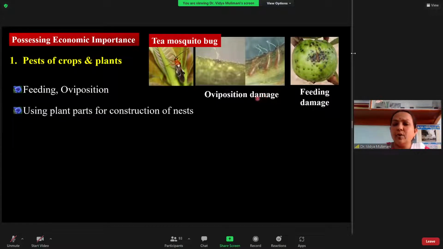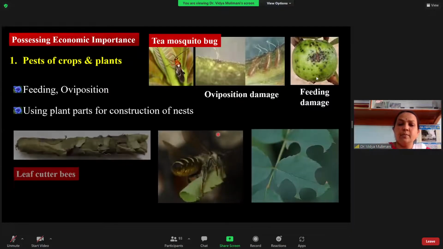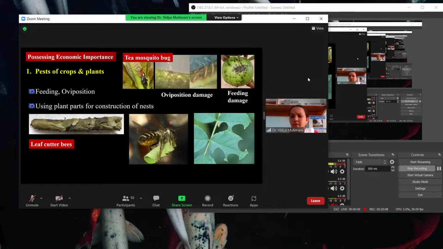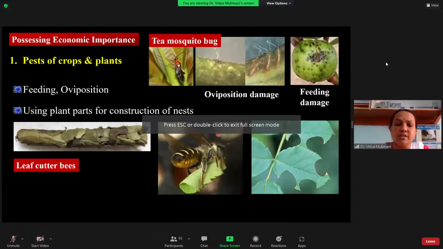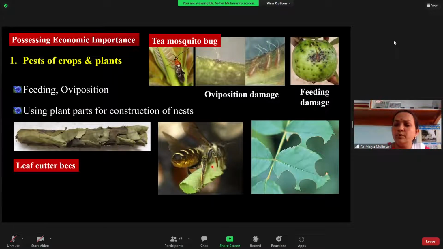The next damage you have is that some insects use the plant part for the construction of the nest. The best example I can give you is the leaf cutter bee, Megachilidae, which you studied in the last course, a Hymenoptera. What this female will do, mainly in red gram and also in the rose ecosystem, is select the leaf based on the texture. It should not be hard, it should be tender. Many factors are there for selection of the leaf.